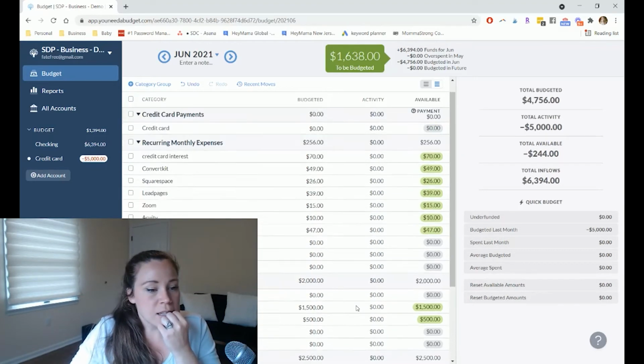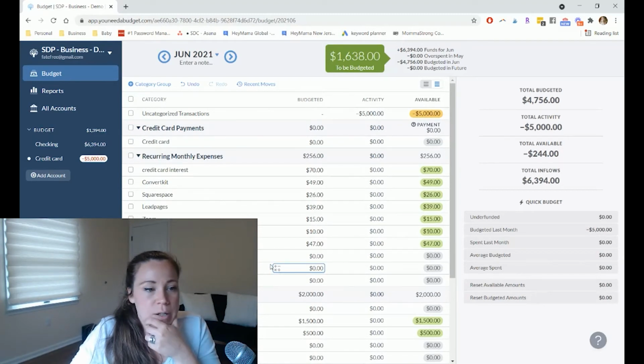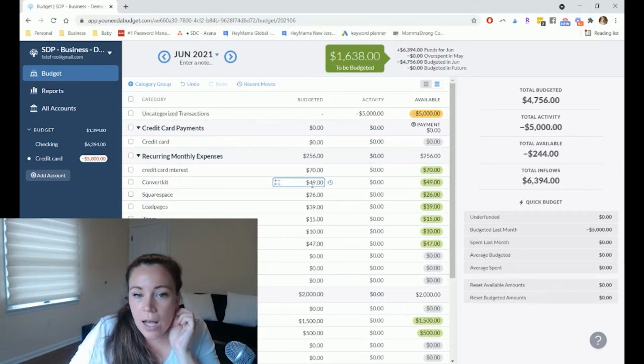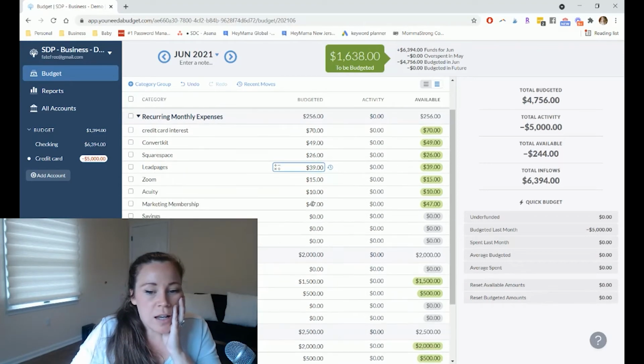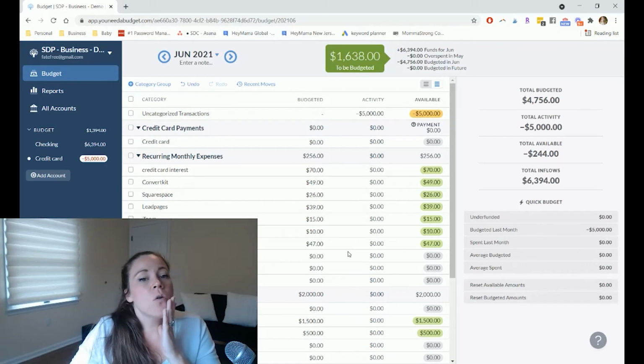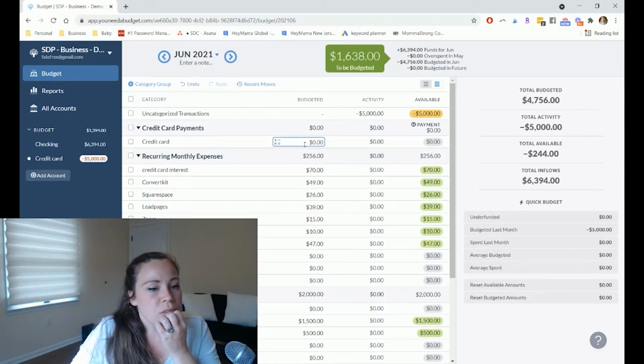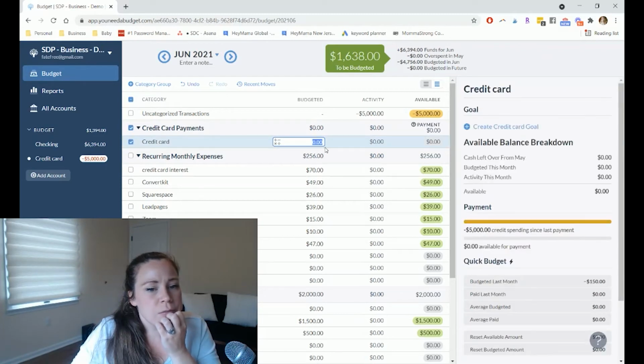And see if there's anything else I need to account for. I accounted for my credit card interest. I accounted for ConvertKit. See what else? I have all this stuff here. This is good. All right. I have $1,638 left. Can we also account for the credit card?